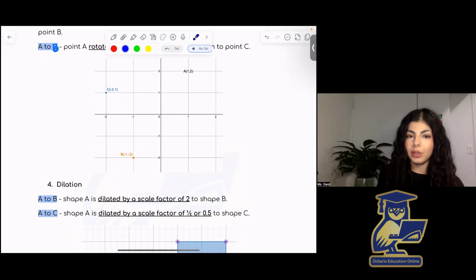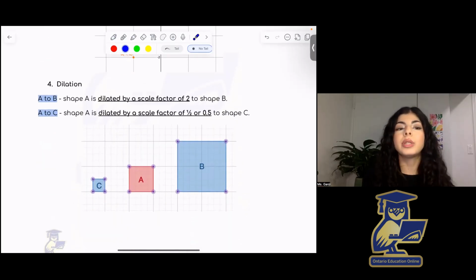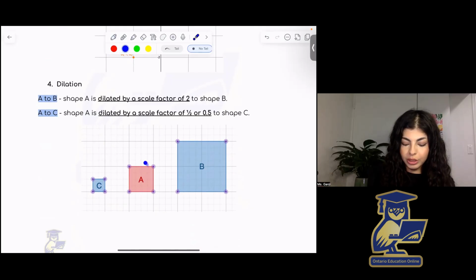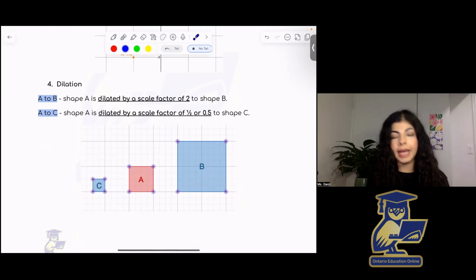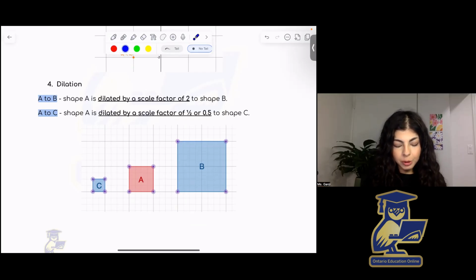As you rotate it, they do end up on the same line. Okay, and let's look at our last example, which is dilation. So here we start with shape A. This one has side lengths 4 by 4. So here I've gone from A to B by multiplying by a scale factor of 2 to get side lengths 8 and 8. And here I've multiplied by half to get a square of 2 by 2.